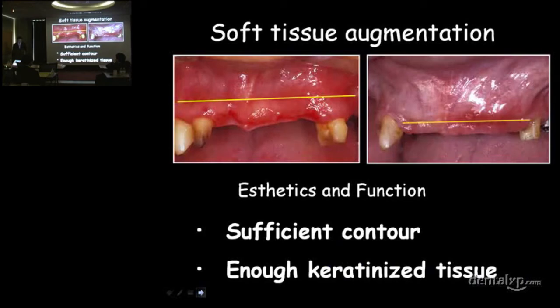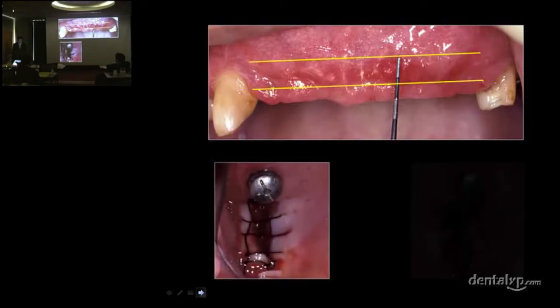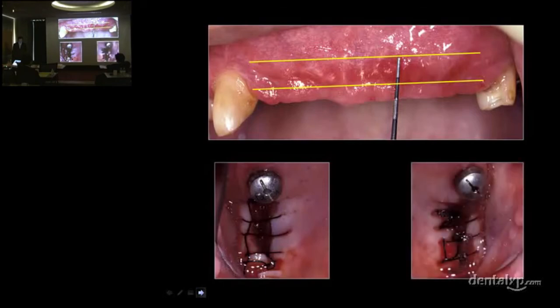In soft tissue augmentation, we need 2 things: sufficient contour and keratinized tissue. After bone augmentation, we had adequate tissue contour, but we still needed approximately 4 mm of keratinized tissue. So, 2 pieces of subepithelial connective tissue with a 5 mm gingival band were harvested.